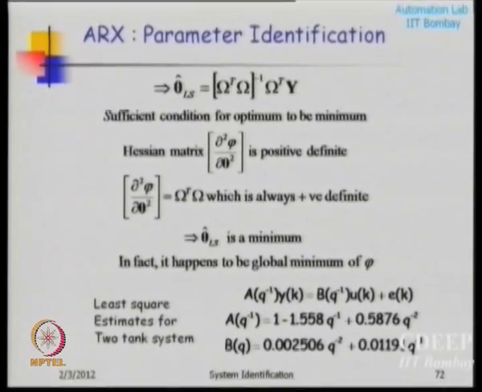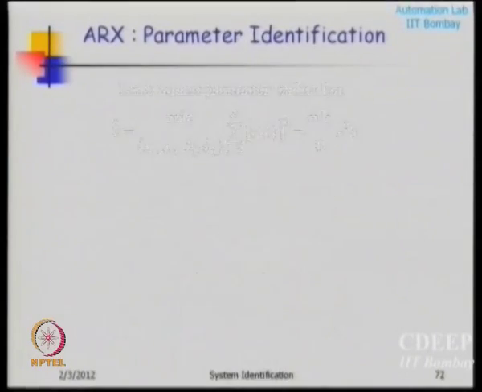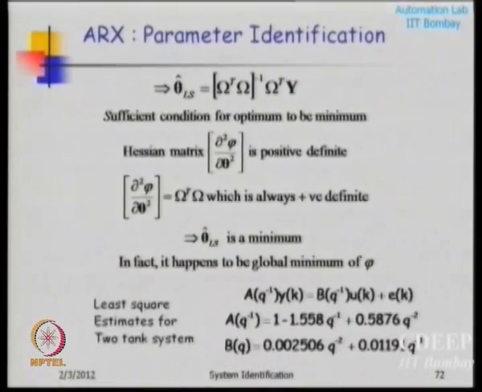So, if I do this on the data which I have from the four tank, I will get this model, these model parameters. Now the question comes: I got this model. Once I have it, I can go back and use the definition of E to be Y minus omega theta, and substitute the least square estimate. I can get an estimate of E and find out whether it is a white noise or not. If it is not a white noise, my model is not correct. I should go back and change the order.